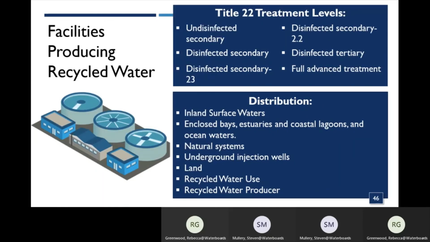Similar to the previous slide, a recycled water producer or wastewater treatment plant with recycled water capabilities would see these options in their monthly reporting. They have additional options for Title 22 treatment levels and all of the same categories that I mentioned previously, with one addition of recycled water use. The facility will select the recycled water use category if the water they are producing for that month will go to a recycled water use.